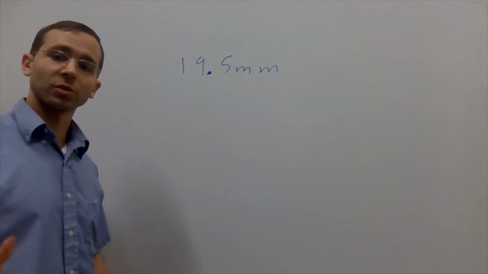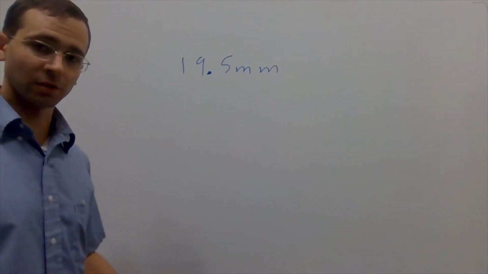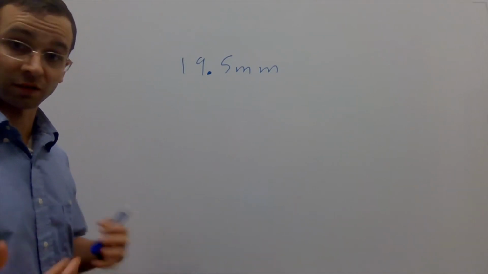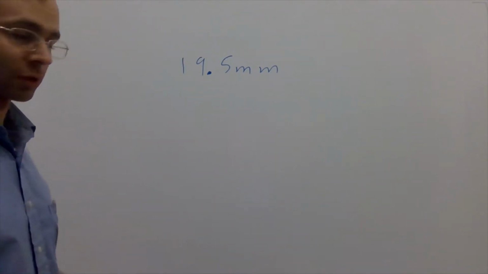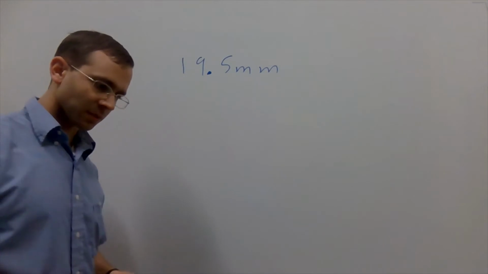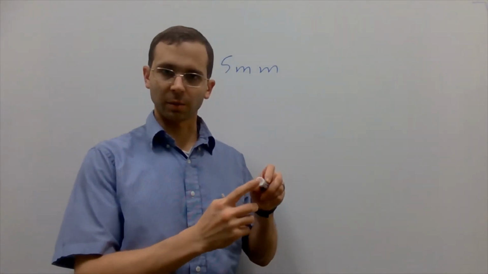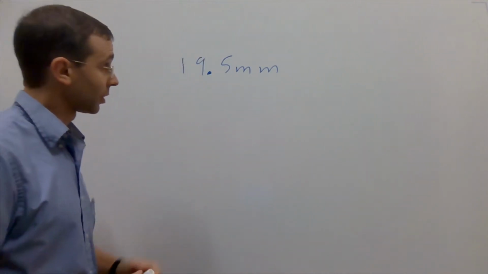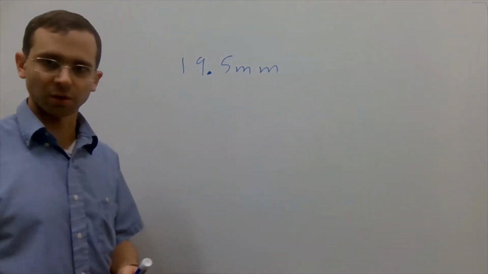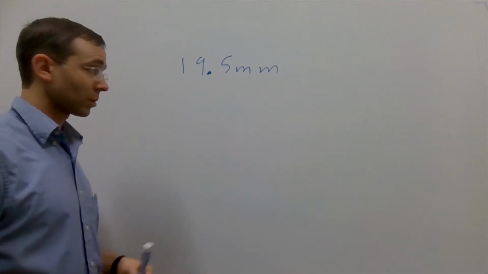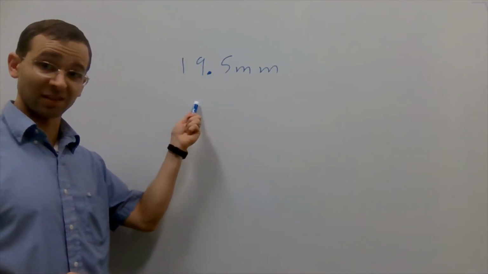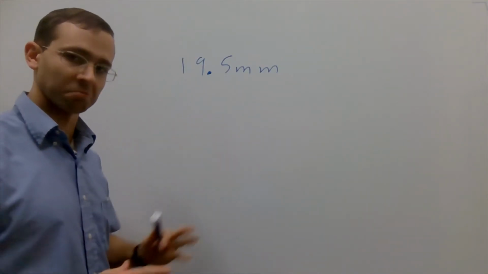Now let's talk about multiplying and dividing numbers and considering our precision with that, our significant figures with those numbers. Let's say, for instance, I wanted to figure out the area of a circle with such a diameter, with this 19.5 millimeter diameter. Well, area of a circle is radius squared times pi. So I'm going to need to take half of this, square it, and multiply by pi. Cool.